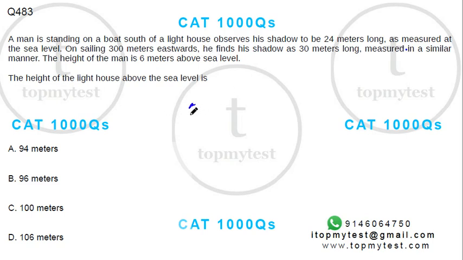So you have a lighthouse here, south. Somewhere south, this is the man. Call this position P. Call this position Q. He observes that his shadow is 24 meters from the sea level. On sailing 300 meters eastward, he finds that his shadow is 30 meters long. So if I put R here, 30 meters long.